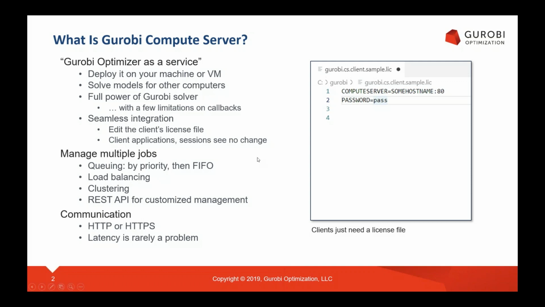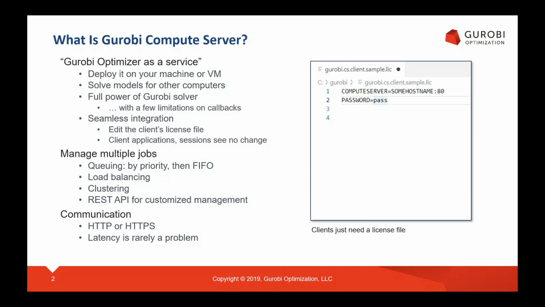And so this Gurobi Compute Server lets you manage multiple jobs by providing a queuing system. It first takes jobs by priority. It's a number that you can assign. I'll demonstrate that in a moment. Higher priority jobs come first. But if you use defaults and don't set a priority, or if you have two jobs of the same priority, then it's first in and first out.